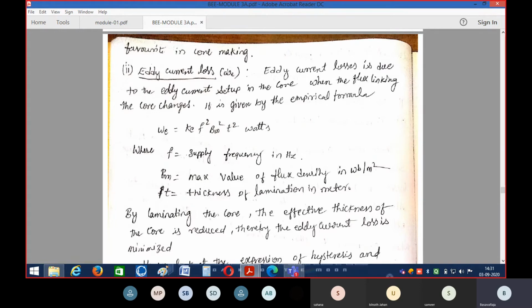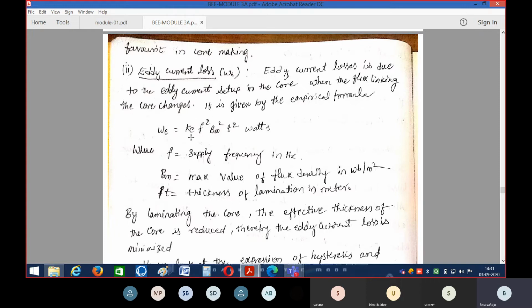So eddy current power loss is due to the eddy currents set up in the transformer core. When the flux linking with the core changes, it gives rise to the eddy current loss. The empirical formula to calculate this eddy current power loss is given by WE is equal to KE into F square B maximum square T square.